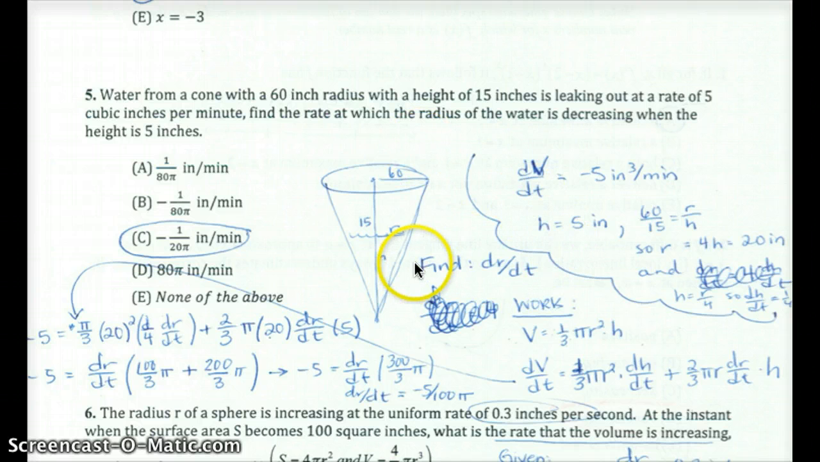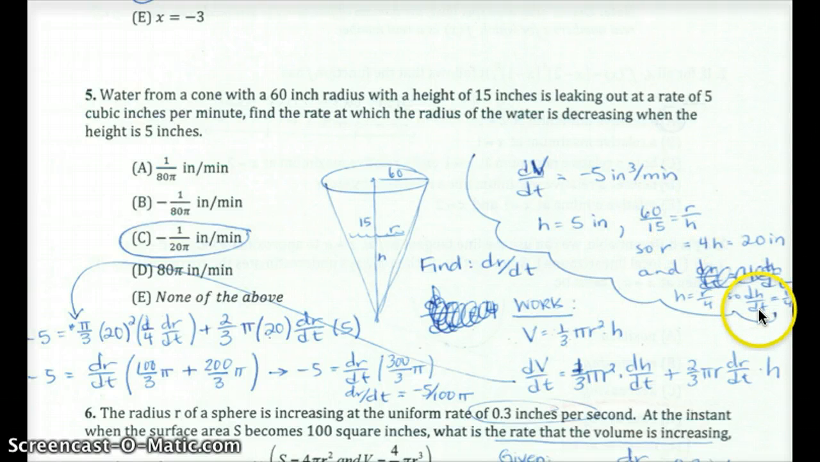So we can represent the relationship between r and h using a simple proportion. And that means that at the moment when the height is 5 inches, the radius has to be 20 inches, and you can just simply cross multiply. It also means that the rate at which the height is changing is related to the rate at which the radius is changing, because h equals r over 4, and that's just a rearranged version of this expression.